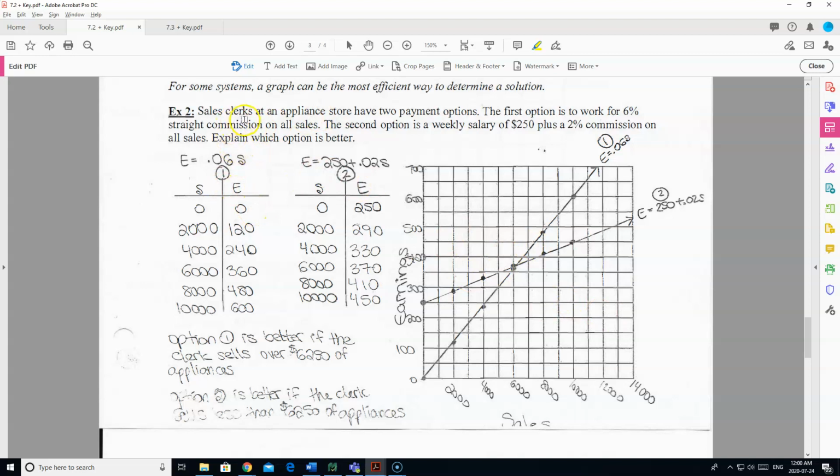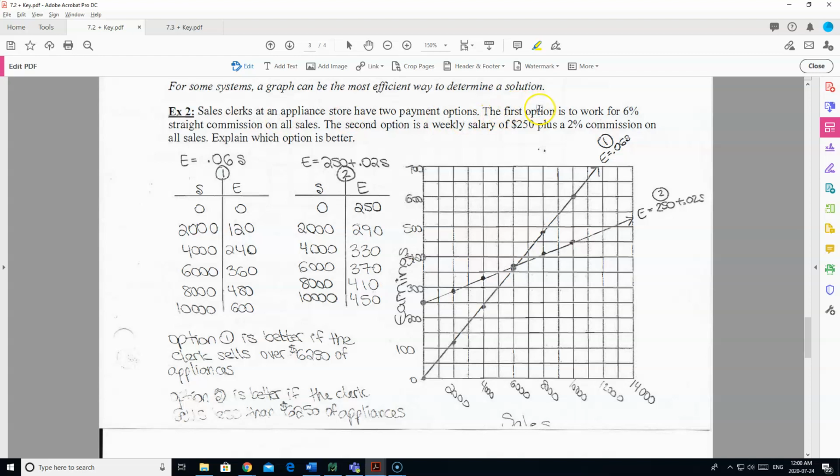So sales clerks at an appliance store have 2 payment options. The first option is to work for 6% straight commission on all sales. And if you don't know what commission is, it's a method of making money where instead of getting paid an hourly wage, like $15 an hour, $16 an hour, whatever, you get money based on how much material you sell or how much product you sell.